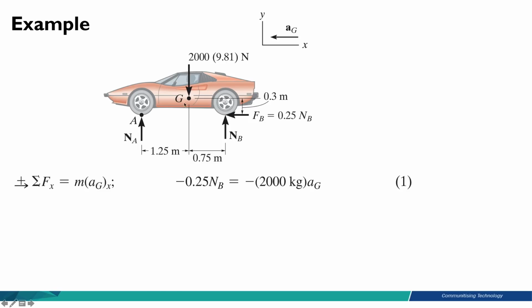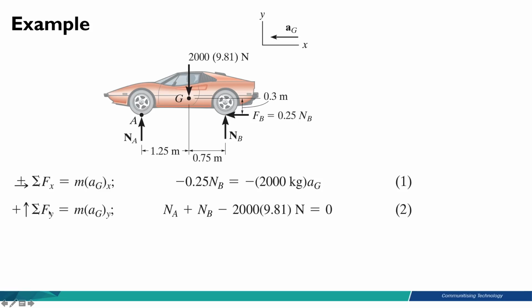Now let's look at the sum of forces in y-axis. So we have Na pointing up, positive, Nb pointing up, positive, and the weight pointing down, negative. So Na plus Nb minus 2000 times 9.81. That is the sum of forces in y-axis, the left-hand side of the equation, equal to m a_gy. If we look at our kinetic diagram, there is no motion in y-axis, therefore this is equal to 0. That is why the free body diagram and the kinetic diagram is very important to solve this problem.